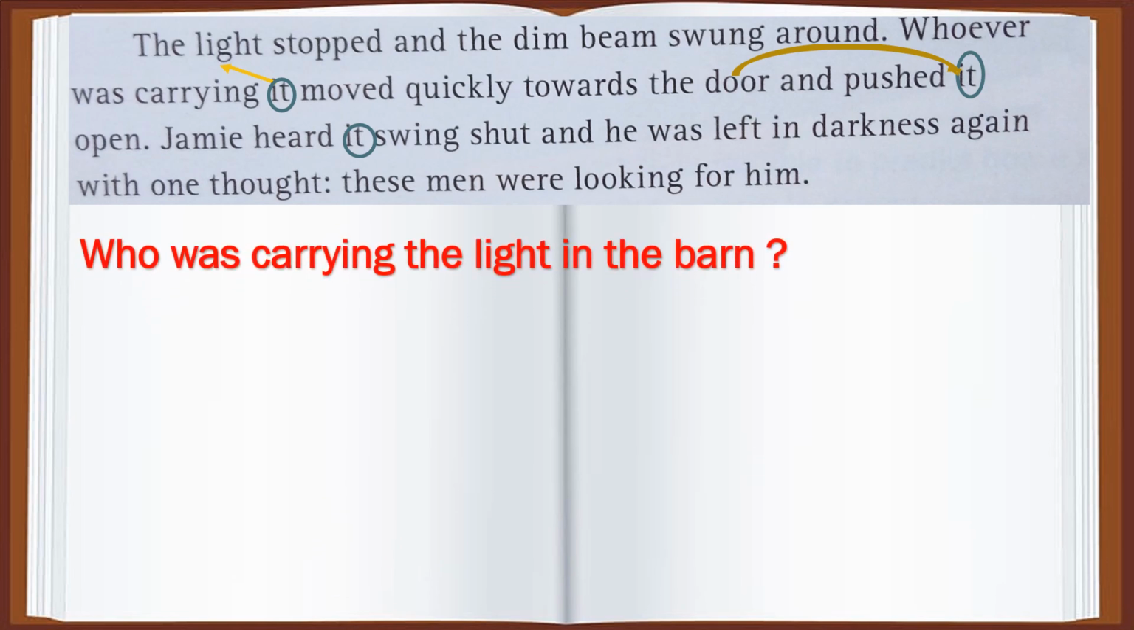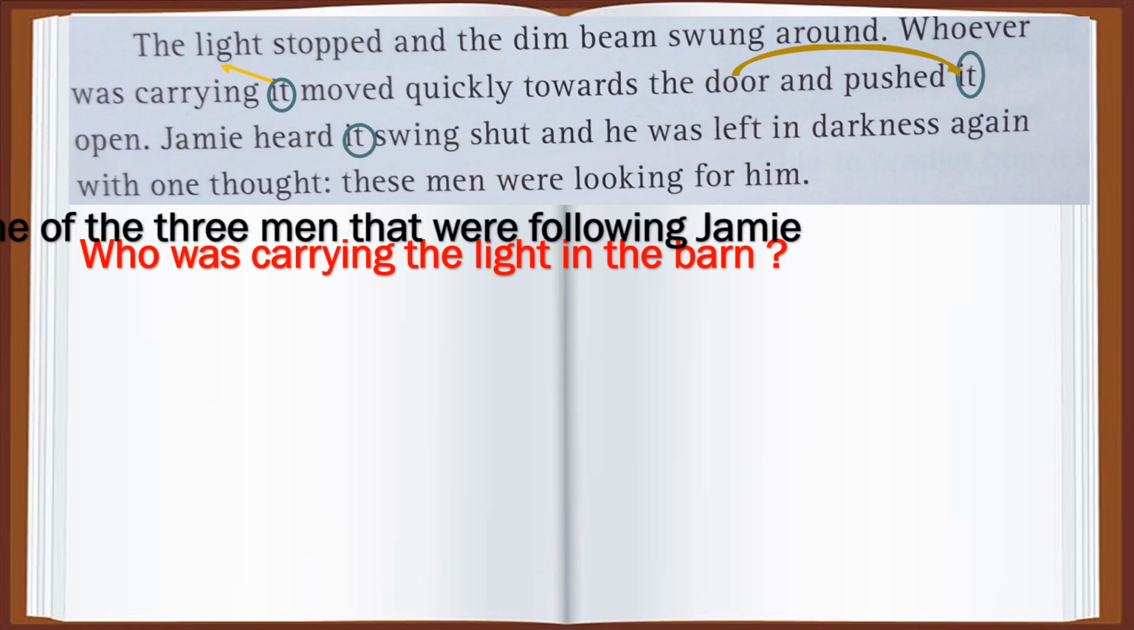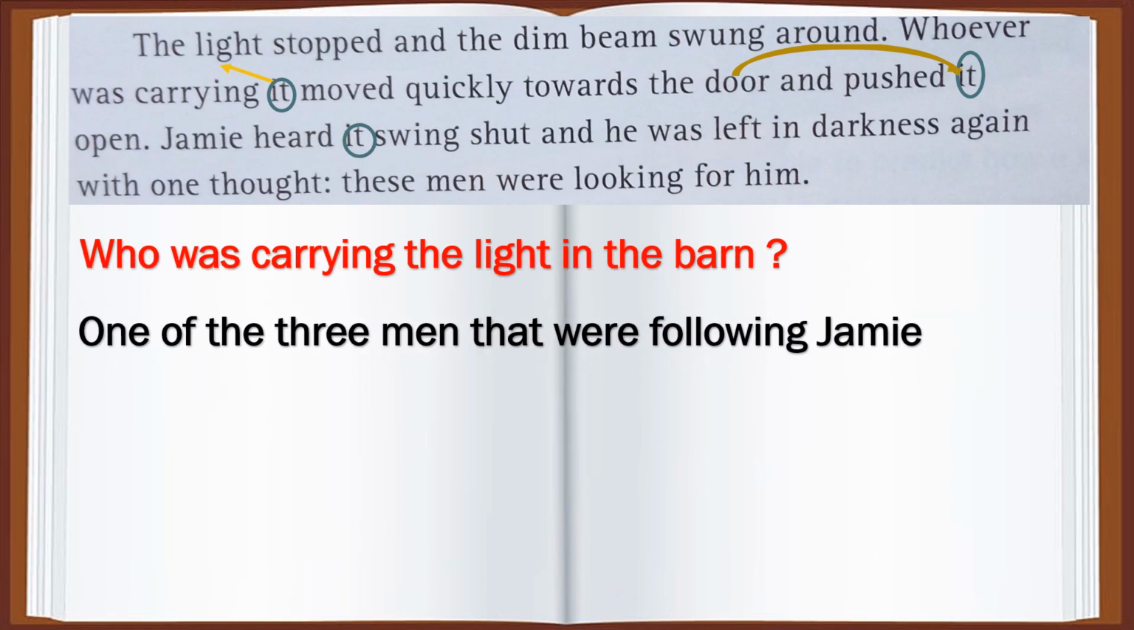So if I ask you who was carrying the light in the bar, مين اللي كان حامل التورش and tried to find Jamie? Excellent, he was one of the three men that were following Jamie. إذا هو كان واحد من الرجال الثلاثة اللي عمالهم بيحاولوا يوجدوا جيمي in order to take the document that his uncle gave to him.